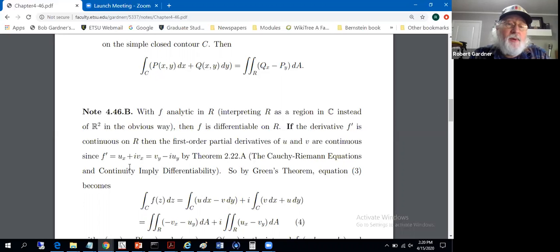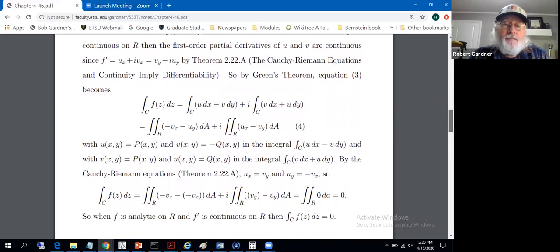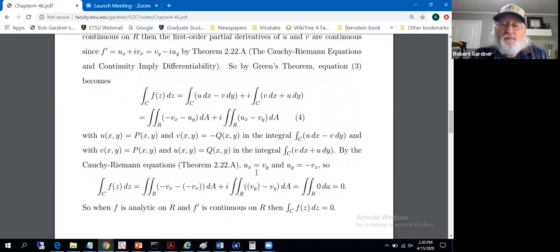We referred to them up here, knowing that first order partials are continuous, but we never used specifically u sub x equals v sub y and u sub y equals negative v sub x. We haven't used these equations, the Cauchy-Riemann equations, just yet. Let's use them now. So the u sub y is negative v sub x.